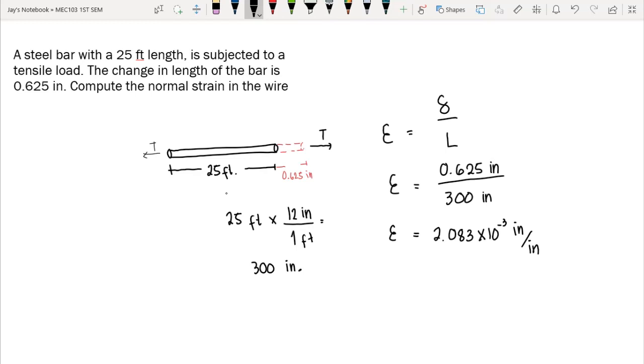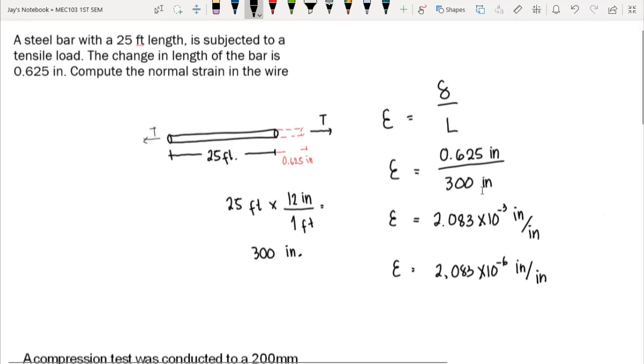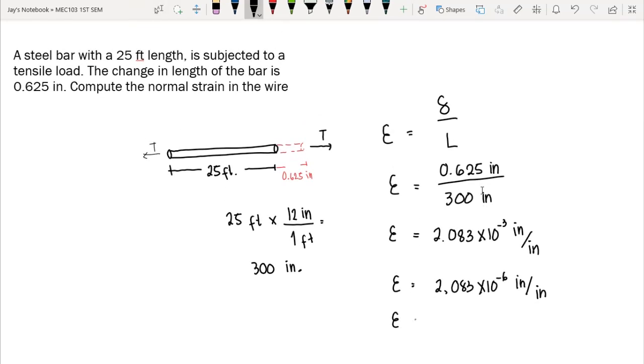Okay? Now, take note, we need to simplify it further by expressing it in micro. Just to make it short, just to eliminate 10 raised to negative 3, we move 3 decimal places to the right. We have 2,083 times 10 raised to negative 6 inch per inch. Now, we know that times 10 raised to negative 6 is micro. So we have strain here, which is equal to 2,083 micro. Now, inch per inch, that is in terms of epsilon, tama? Or that is strain. So we have micro epsilon. That is our strain. So, this is our answer for the first question.